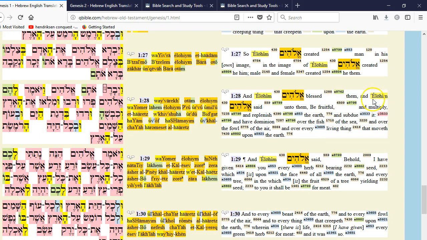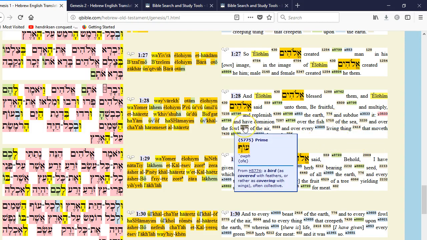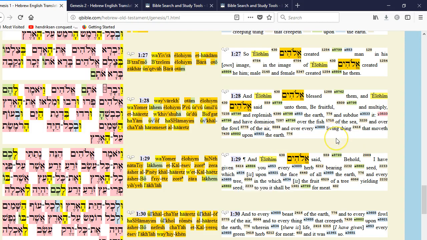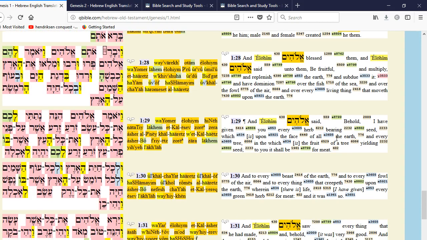And Elohim blessed them, and Elohim said to them, be fruitful, multiply, replenish the earth, subdue it, have dominion over the fish of the sea, and over the fowl of the air, and over every living thing that moves upon the earth. So, man, it does say Adam, that is the Hebrew word for man. Anyone who is a man can be called Adam. So he tells them to have dominion over all. Adam is the nephesh that was made to have dominion on the earth.